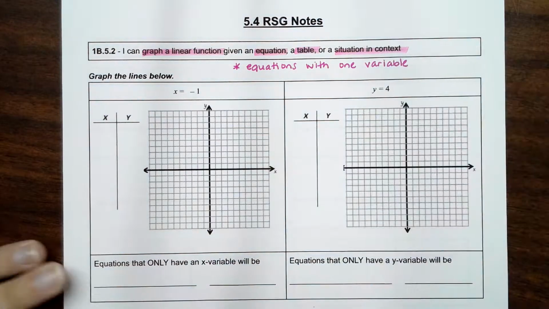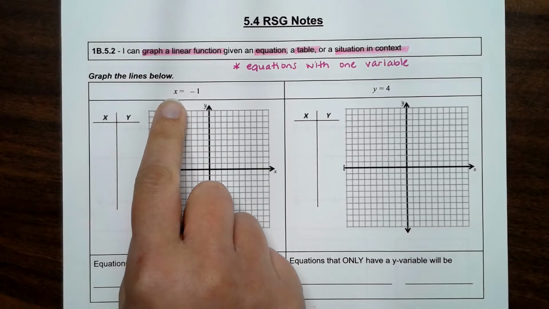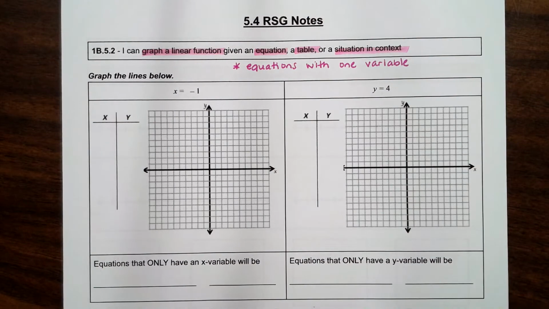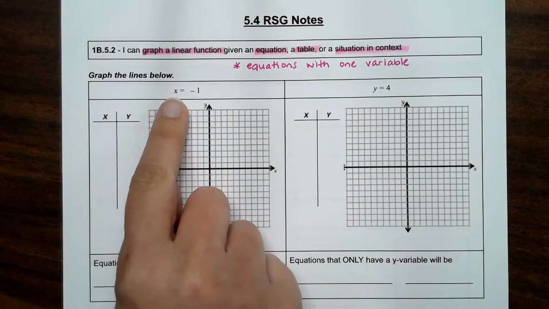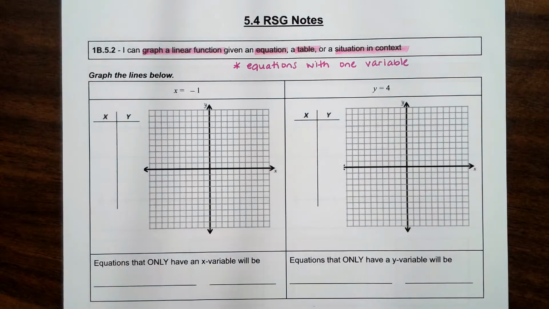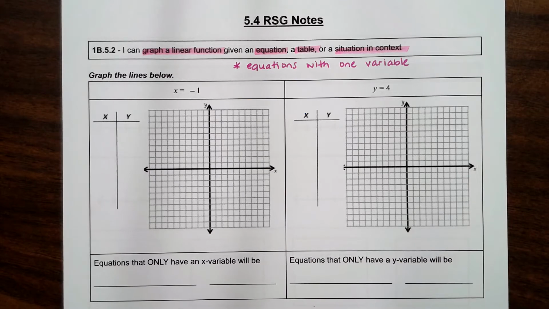Here's what I mean by the equations will only have one variable. If you look at this equation right here, the equation says x equals -1. Normally, when we graph an equation, we have both an x and a y in the equation, but this equation only has an x. If you look at this equation, it says y equals 4. Normally, when we graph an equation, we have both an x and a y, but this equation only has a y. What that tells me is that when I graph these lines, it's going to look a little different than the lines that I'm used to graphing.